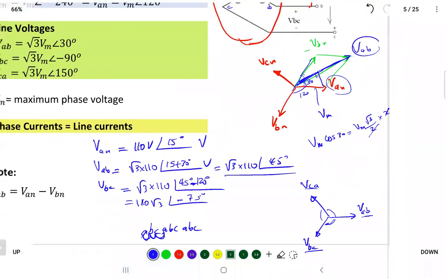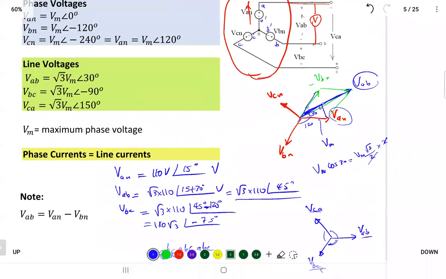So the summary: if you have a star connection or Y connection, the line current equals the phase current, same magnitude and angle. But when you talk about voltage, the line voltage is greater than the phase voltage by square root of 3 and leading by 30 degrees. So VAB will be leading VAN by 30 degrees. That's the conclusion, right?